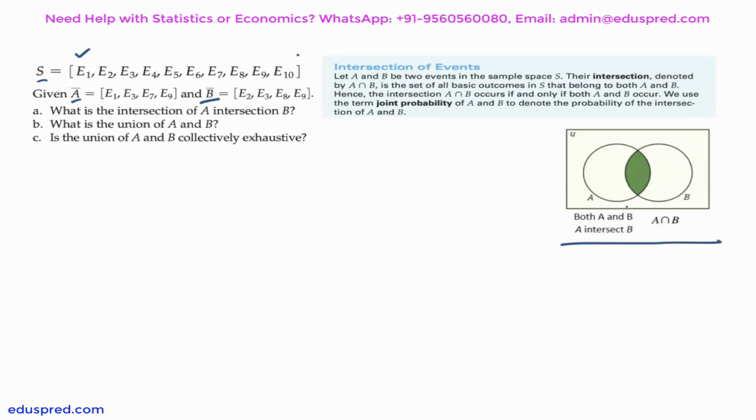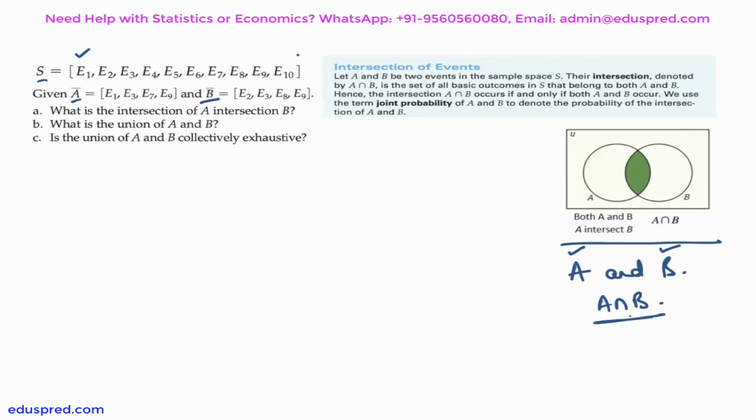If we look at the graph here, we can see what is A intersection B. A intersection B is basically going to consist of all the common elements which are a part of both A and B. So all the outcomes which are a part of A and which are also a part of B will go into A intersection B. This is how we represent A intersection B.